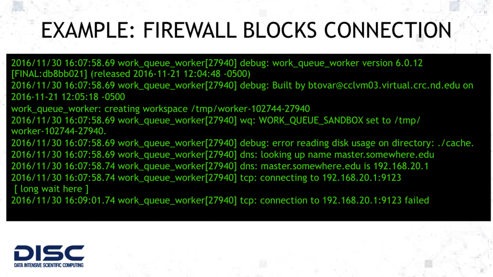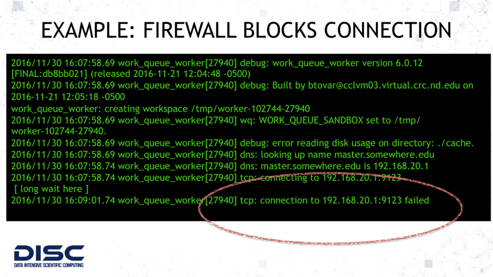Here's another common problem, which is that a firewall blocks a connection. This often crops up in institutional clusters that have a lot of network controls in place. Here again, we're running workQWorker, we turn on dall, and we see that the sandbox gets set up, and then it looks up the name master somewhere.edu. It gets an IP address, and it tries to connect to the IP address. And then there's a long wait, and we see that the connection failed.